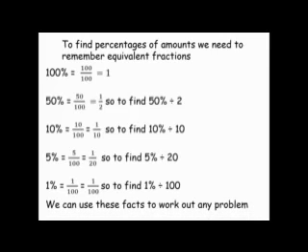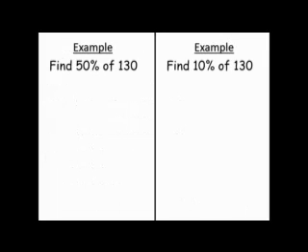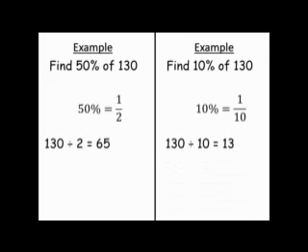We can use these facts to work out any problem. There are other equivalent fractions and number facts we can use, but these really 2, 3, 4, 5 percentages, if we remember those, we can literally work out any problem. So for example, if we want to find 50% of 130, we remember that 50% is a half, so 130 divided by 2 is 65. If I wish to find 10% of 130, we remember that 10% is 1 over 10, so 130 divided by 10 is 13.